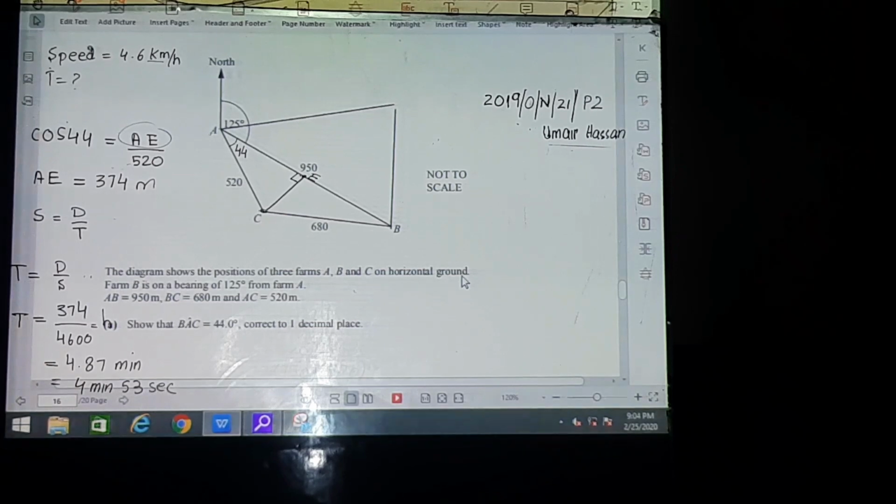Now multiply this decimal part by 60, and you will get your answer in minutes and seconds. So your answer will be 4 minutes and 53 seconds.